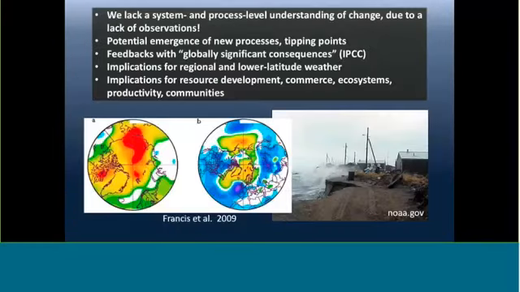And of course, there are a lot of implications to change, and I don't want to belabor this again. The first one, though, I would say is pretty important, and it's that we do lack that system and process level understanding of the change. So without really understanding the change at that level, then it challenges us to project where the system is going into the future. And then, of course, the change has a lot of implications, like connections with lower latitude weather, resource development in the region, et cetera. I think we all appreciate these. Certainly, if we're involved in IARPC, we understand these.